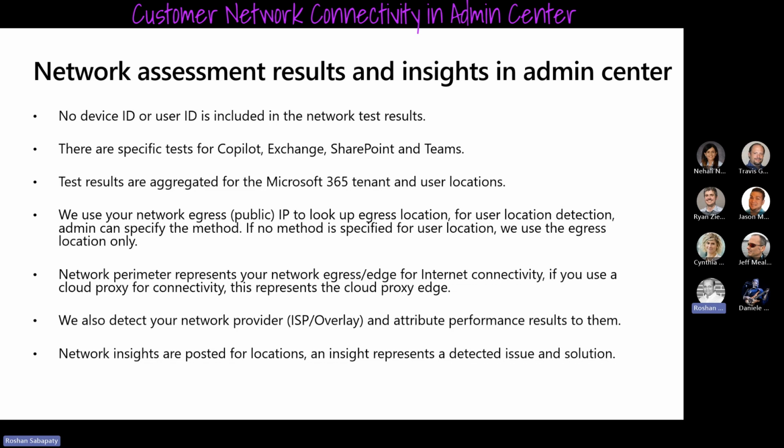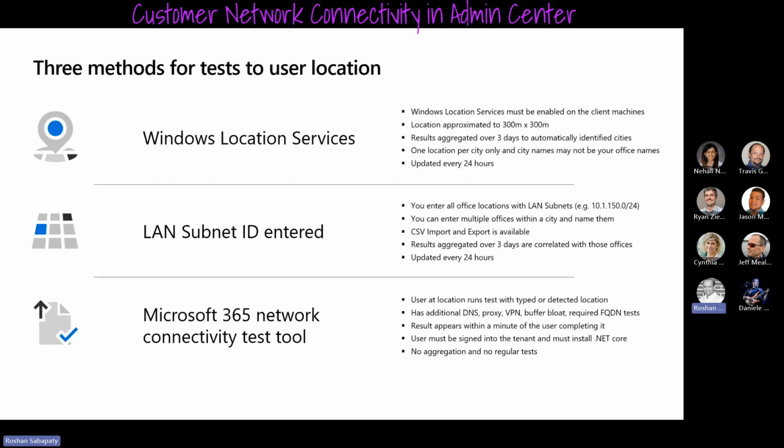At the end of the day, the network insight is basically detected for a specific office location, or a location where your users are connecting from. By insight, we represent that as a combination of issue and a solution. So let's go take a look at some of this. And these are the three methods by which you can specify the user location.